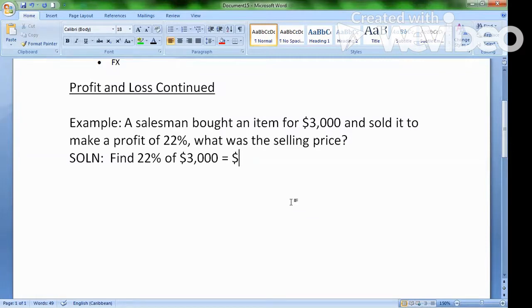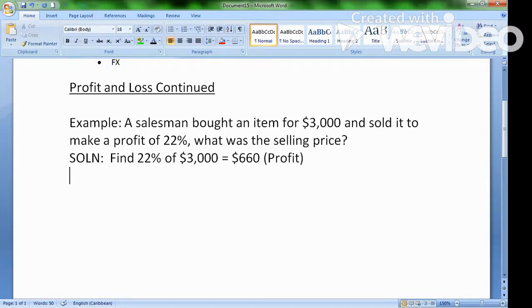$660. All right. Everybody agree? So 22% of 3,000 is 660. What does that represent? That represents the profit, not true? So to find out how much he sold it for, what do you think you're going to do? You add the 660. Add both numbers, right, very good.